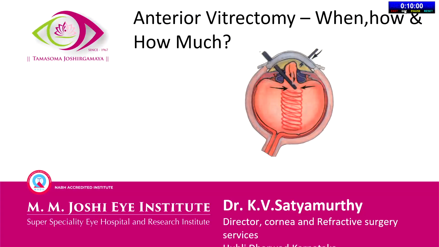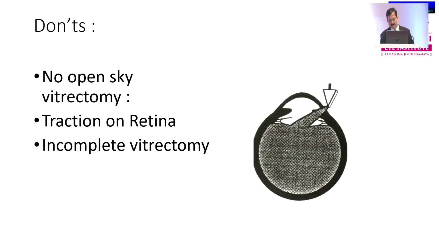At the outset, I'd like to thank Dr. Srinivas Joshi for giving me the opportunity to participate in this instruction course. Now I'll be speaking on when, how, and how much anterior vitrectomy is to be done by an anterior segment surgeon. When, we all know: whenever there is vitreous prolapse, maybe posterior capsular rent or zonular dehiscence. Now how and how much is more important, so I'll just go through it.